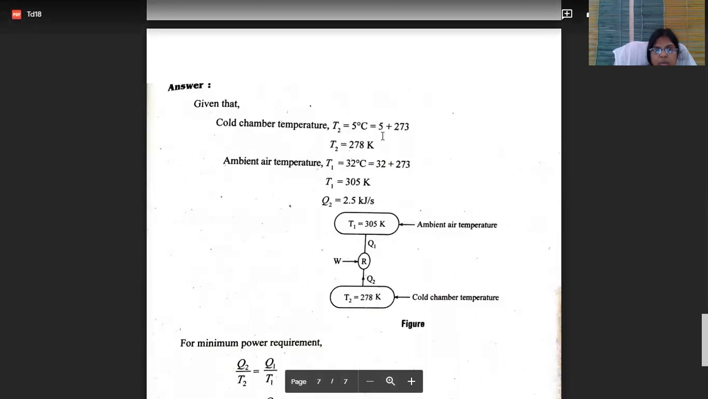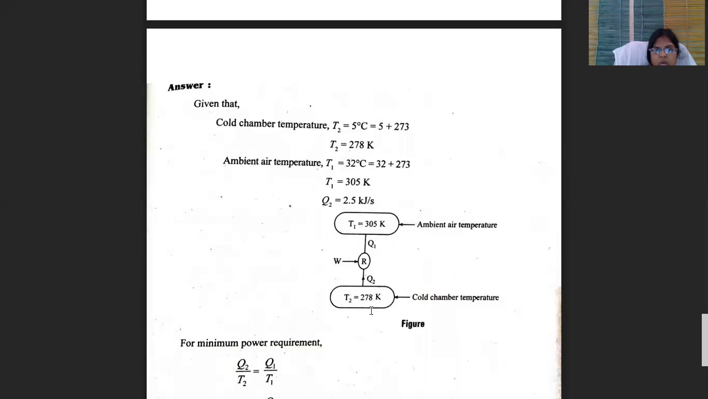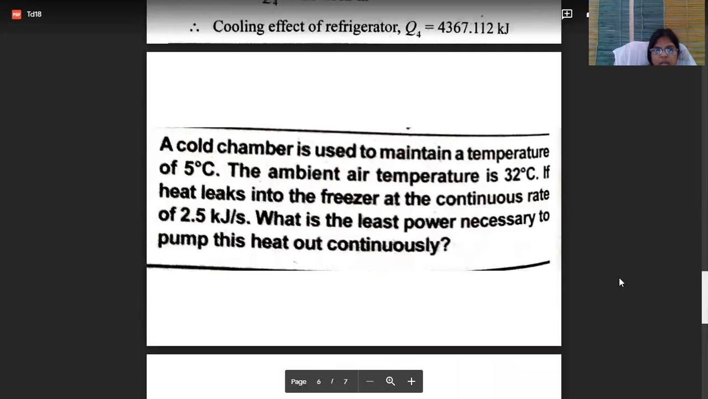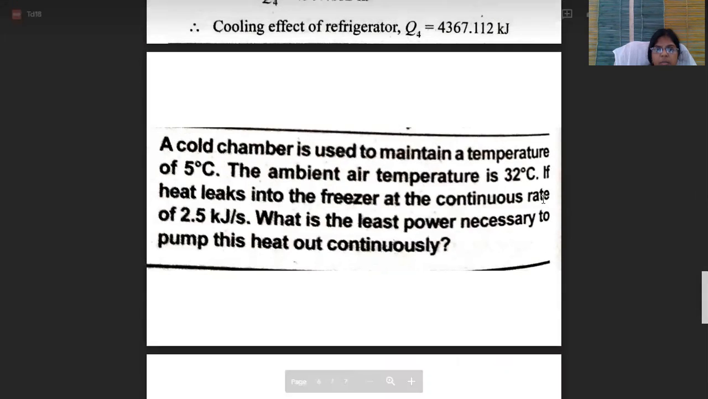So the cold temperature is 278 Kelvin. If you want it in degrees centigrade, 278 minus 273, so T2 is equal to 5 degrees centigrade. And for the ambient air temperature, the source temperature, T1 is equal to 305 Kelvin. In degrees centigrade, 305 minus 273 gives 32 degrees centigrade.